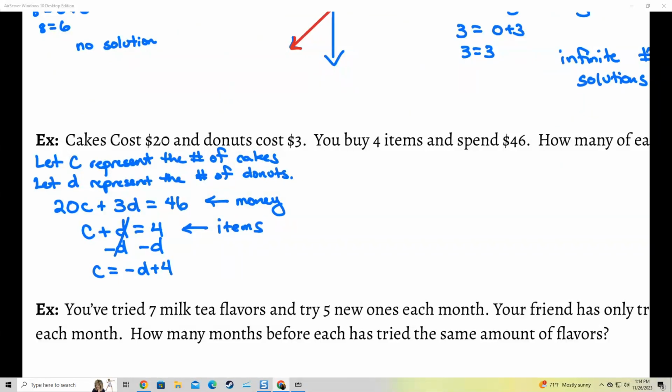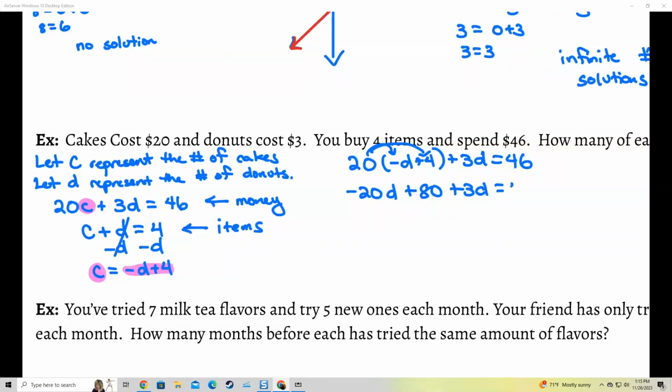So I'm going to take that C, and I'm going to substitute it into my other equation. Anywhere I see a C, it gets replaced. So when I write this one, it's going to say 20 times my C, which is negative D plus 4, plus 3D equals 46. I'm going to distribute that 20. That gives me negative 20D plus 80 plus 3D equals 46.